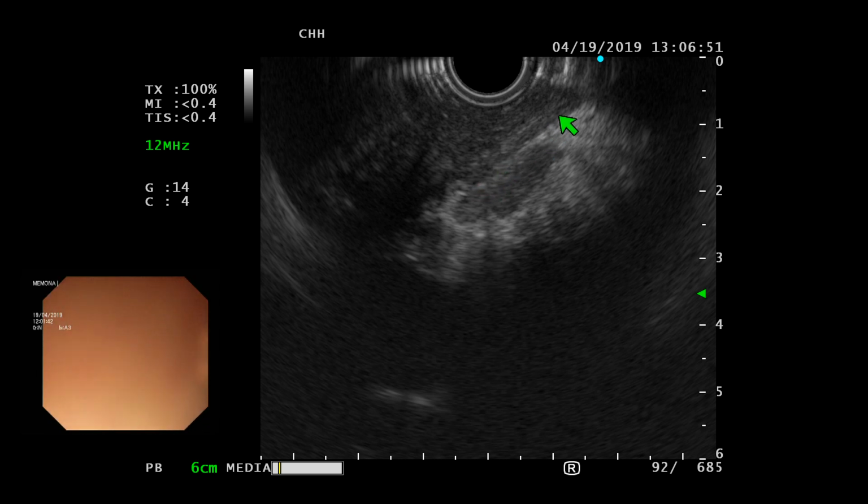So you see the wall is relatively smooth. Technically, if it's up to the muscularis propria and not beyond, that's T2. To become T3, it has to break through the wall. So when you have irregularity and serrations like a kingrej on a knife, that tells you that it's actually broken through and this is a T3 lesion.